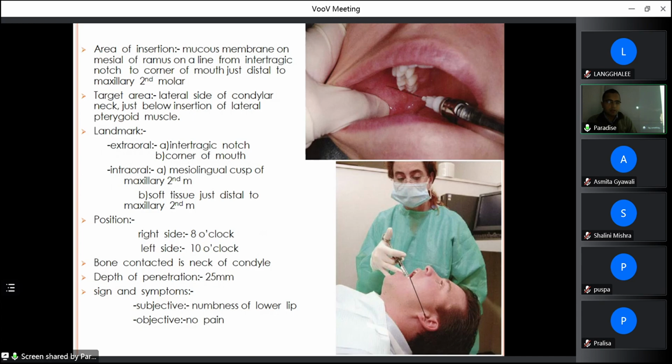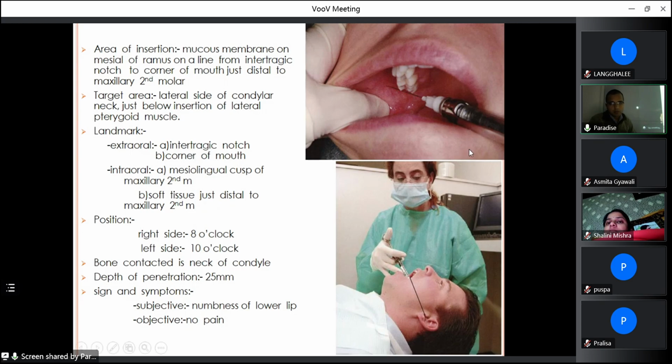You have to draw a line from the corner of the mouth to the intertragic notch, and you have to insert your needle on this line. And always, while giving the Gow-Gates technique, clinically you can't visualize the inner structure, so you have to approach the needle just below the mesial-palatal cusp of the second molar tooth from the contralateral side. Target area is the lateral side of the condylar neck, just below the insertion of the lateral pterygoid muscle. So bone contact is the neck of the condyle, and depth of penetration is 25 mm.